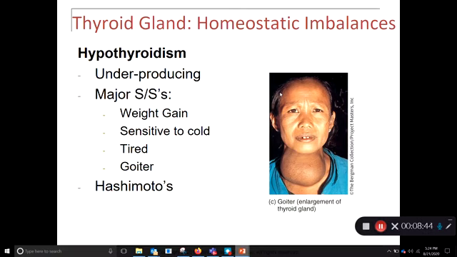Now, Hashimoto's is a different story. This is the autoimmune disorder going on here that actually attacks the thyroid and destroys it.